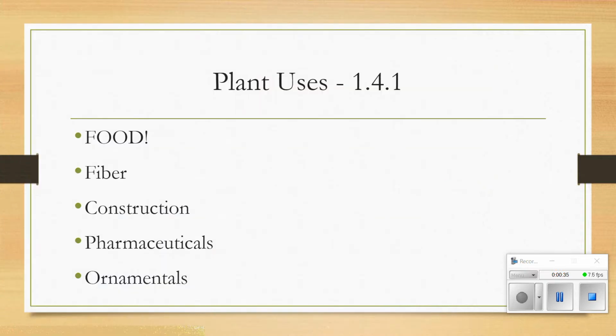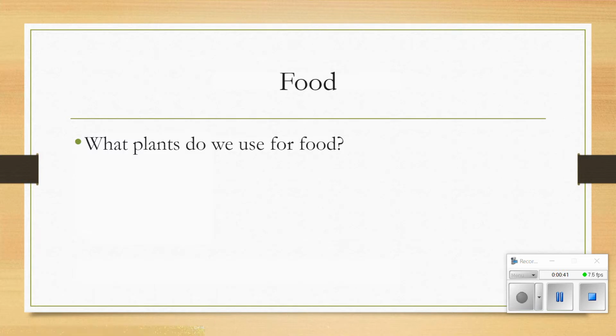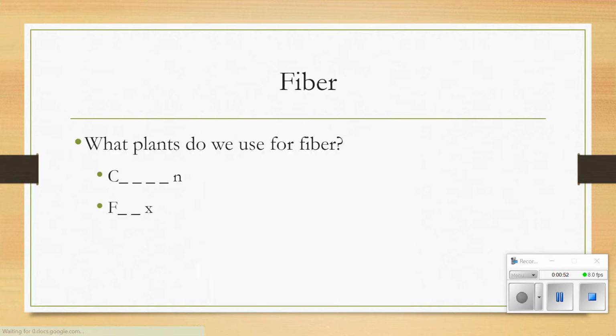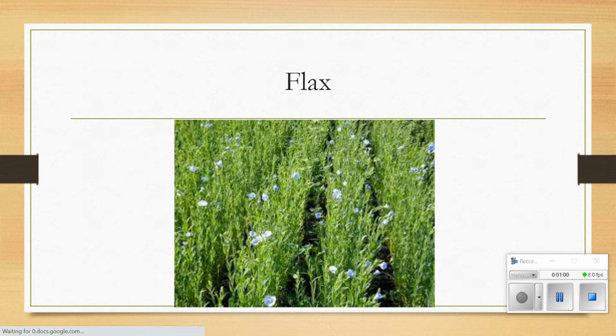Uses for plants include food, fiber, construction, pharmaceuticals, and ornamentals. So you probably know a lot of the plants we use for food. I mean, it's pretty simple. Carrots and corn and watermelons and rice and beans are all plants that we use for food, like kale and barley. We use cotton and flax as fiber. Hey, that's fiber that we turn into clothing or other materials.